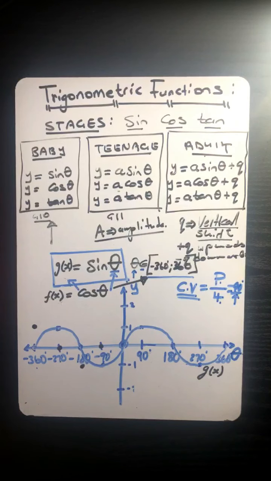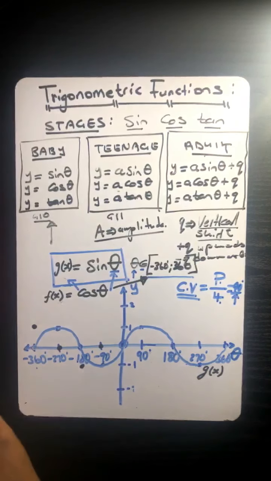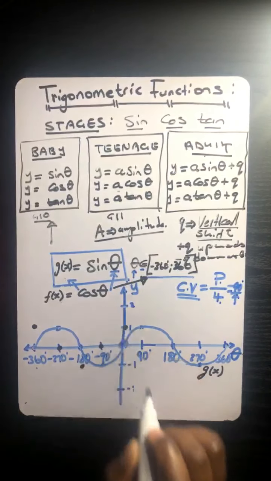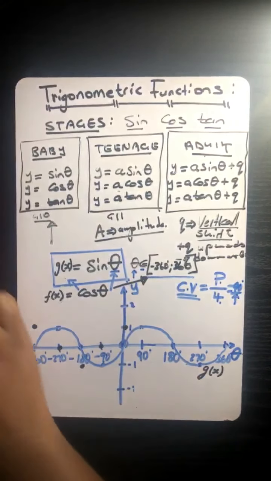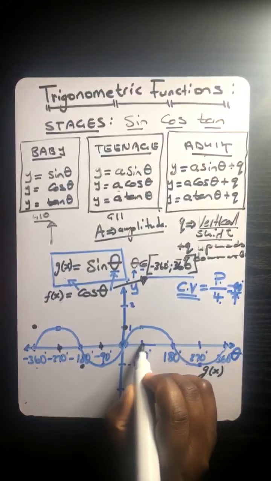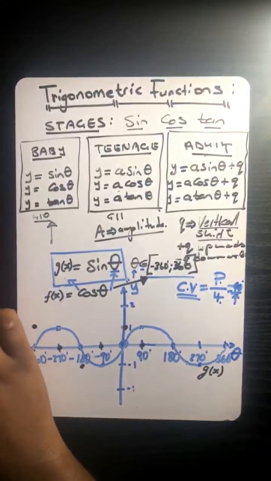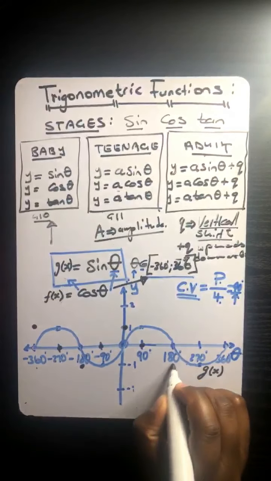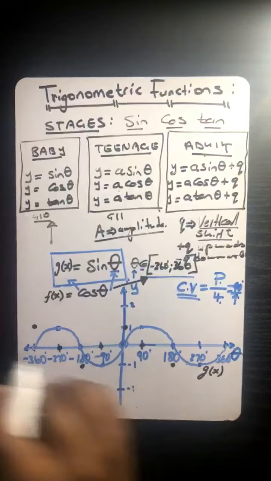Now I'm on 0. For 0, I'm getting 1, and there is 1. Now I'm on 90. I punch 90 and I'm getting 0, so I make a dot over there. The next one is 180. I'm getting negative 1. There is negative 1.